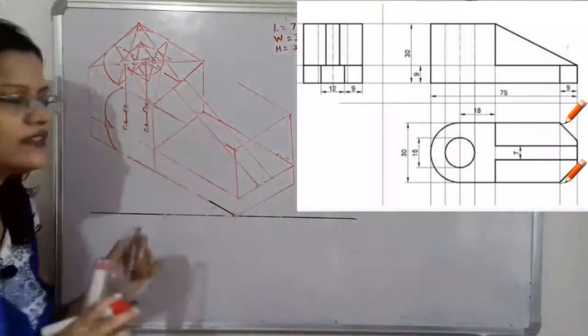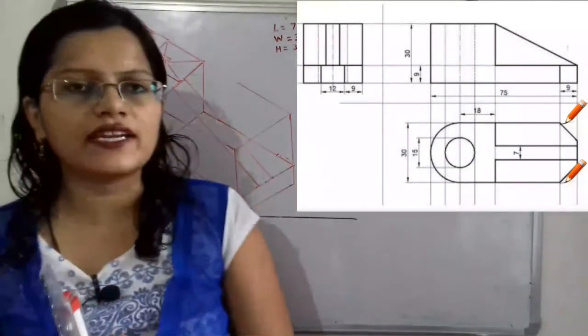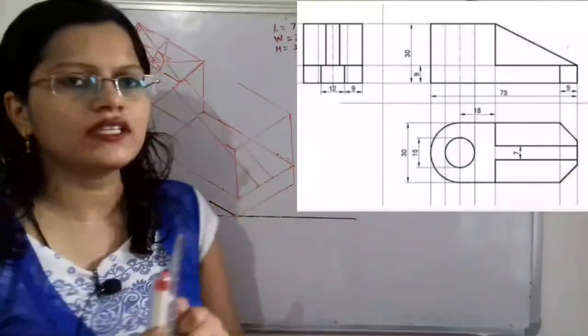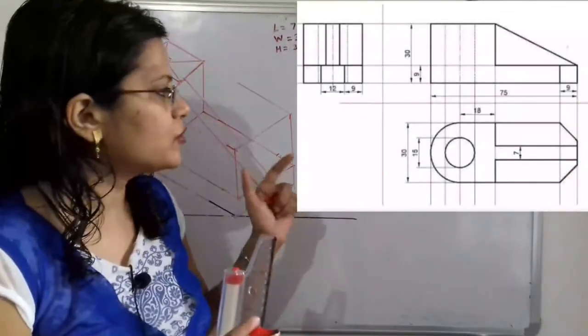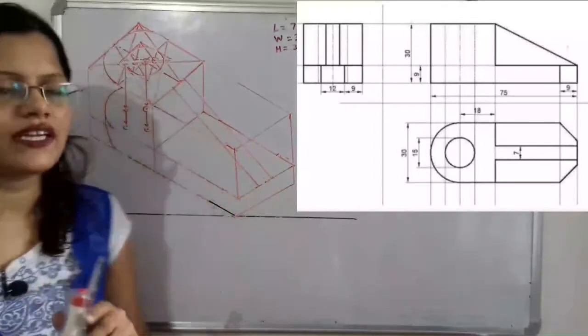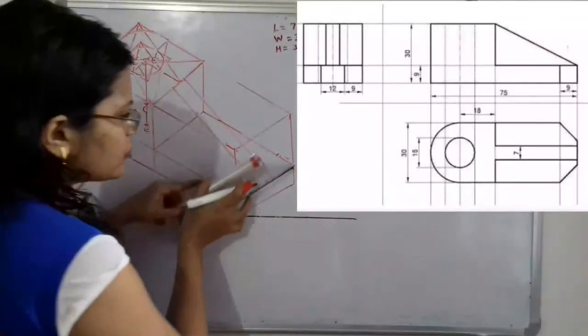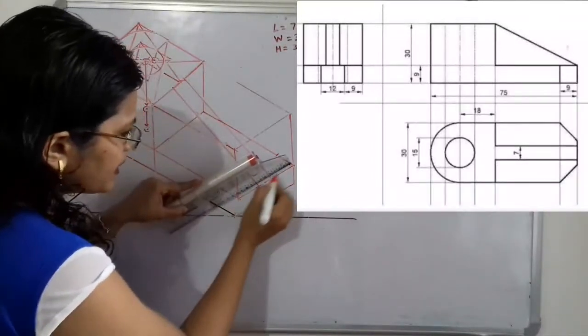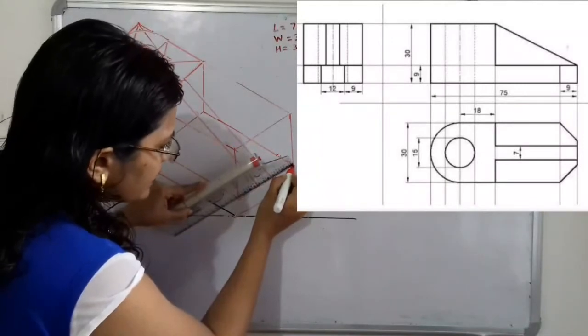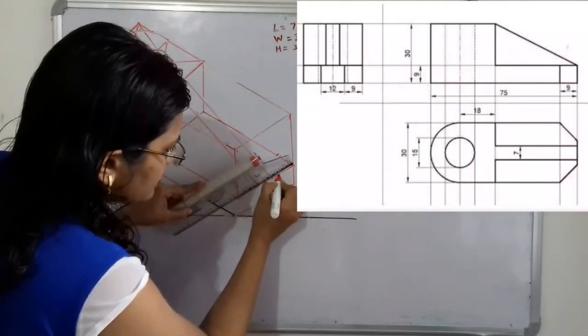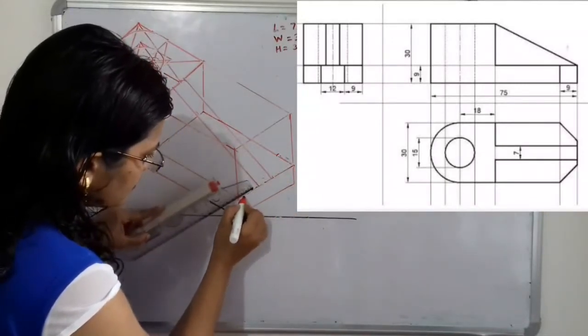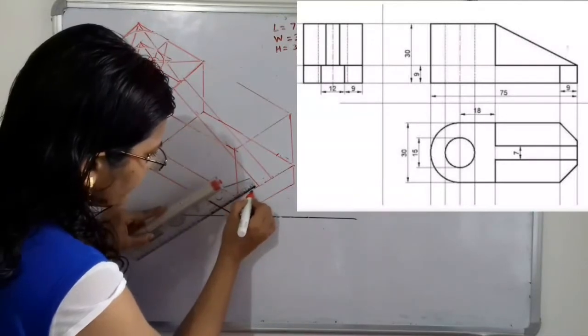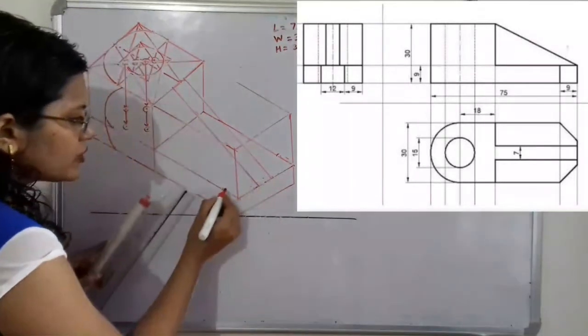And what is the width? For the width of that inclination we will move to the side view. In the side view, if we observe, the width is given, that is 9 millimeter. So here also we have to select. Now this line represents the width. So we will select here 36 millimeter distance on both sides. So these are the points.